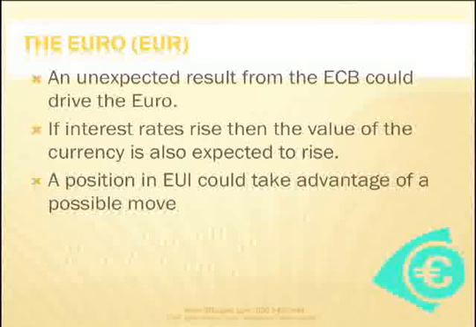All right, so the ECB could drive the euro. If interest rates rise, the value of the currency is expected to rise. Well, if the euro rises, the dollar goes down. Now, a position in the EUI could take advantage of that possible move. And so I think what you got to do is think in these terms. What is the euro going to do relative to the U.S. dollar? Right now, we've had a rising dollar, and that surprised many people in this market turmoil. You're saying, well, why is the dollar rising when other currencies are declining? Well, I want to explain that a little bit.